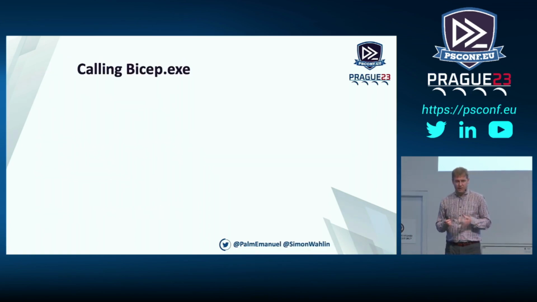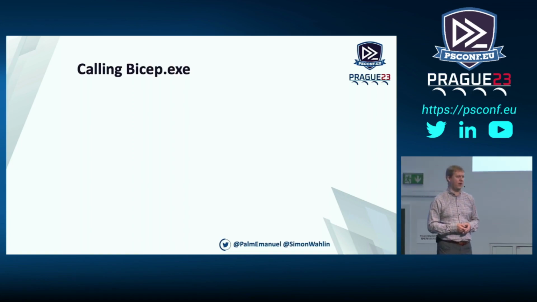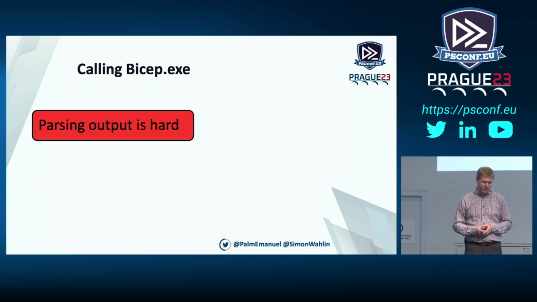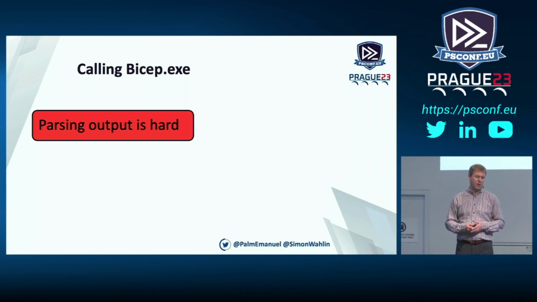Calling the bicep.exe, and in the beginning we actually called the bicep.exe because we were developing this on Windows, and we were mainly using Windows, all of us. So calling the executable had some downsides and some problems. First off, parsing output, as you know, is hard. We realized that any time the Bicep team would change their output, we might have to redesign our parser, which is not something we liked.